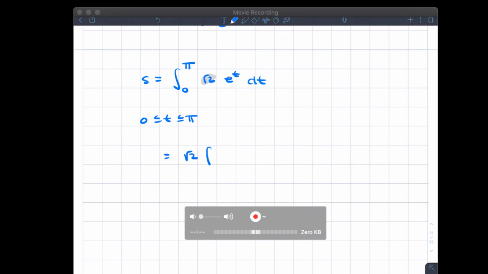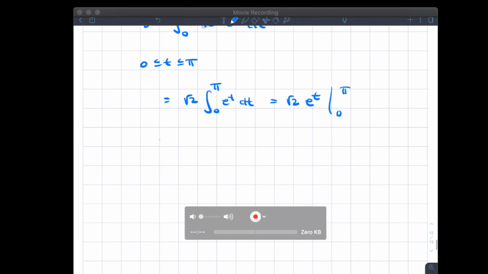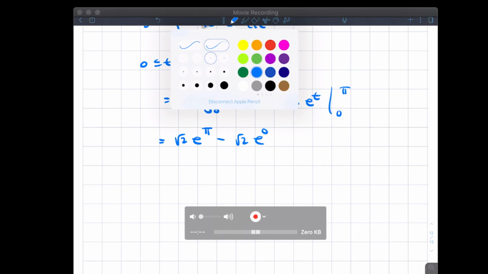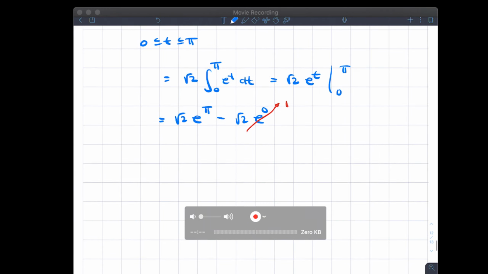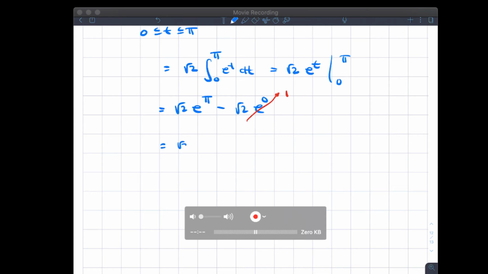So square root of 2 integral 0 to pi e to the t dt. So ladies and gentlemen, we get square root of 2, really e to the t, 0 to pi, square root of 2 e to the pi minus square root of 2 e to the 0. And e to the 0 here is 1. So we can say we have square root of 2 e to the pi minus square root of 2, or square root of 2 times e to the pi minus 1.